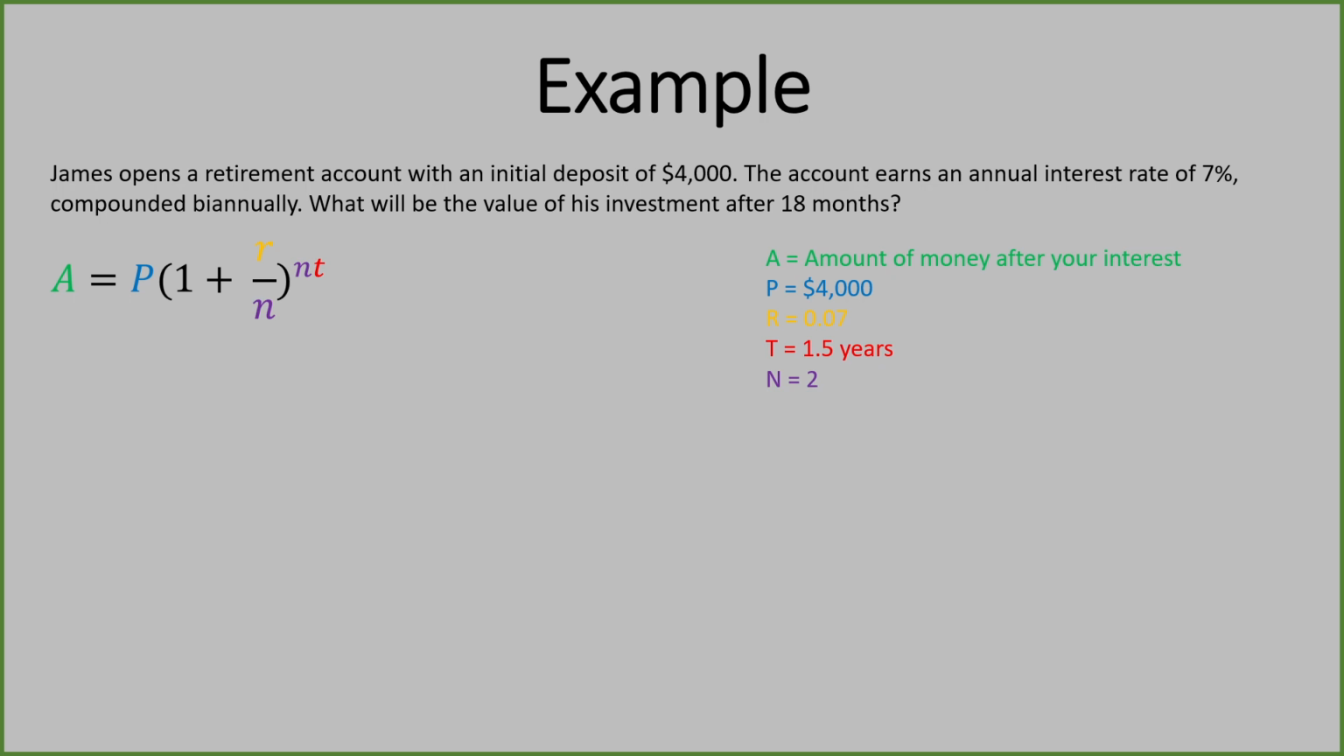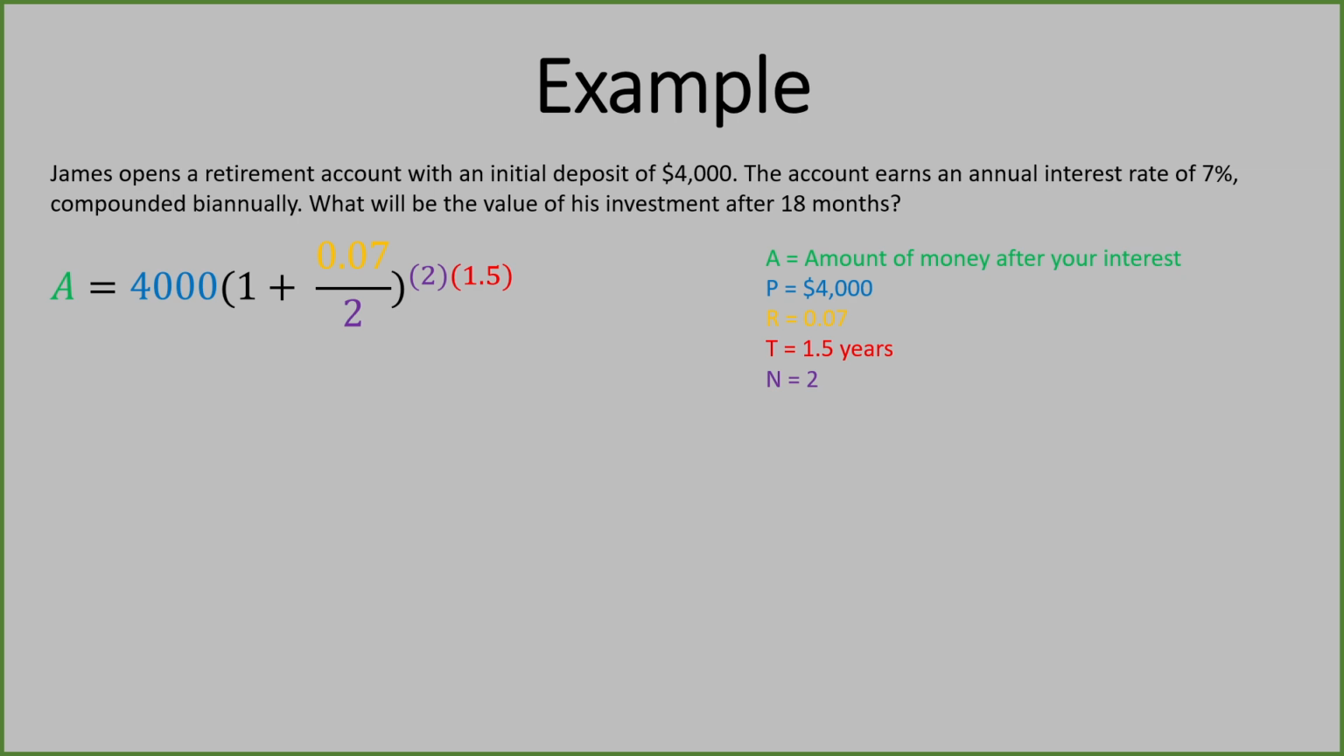Let's start plugging values in for variables. P is replaced with 4,000, R is replaced with 0.07, t is replaced with 1.5, and we make sure to put the parentheses around it to remind us that it's a separate value from the n next to it. Next, we replace both the n's with 2.